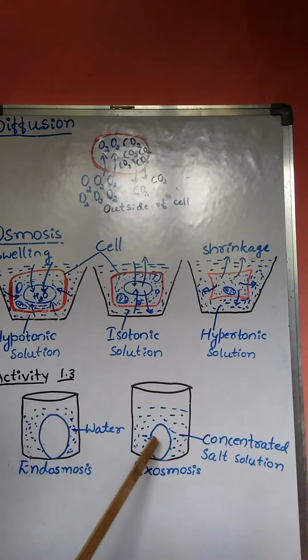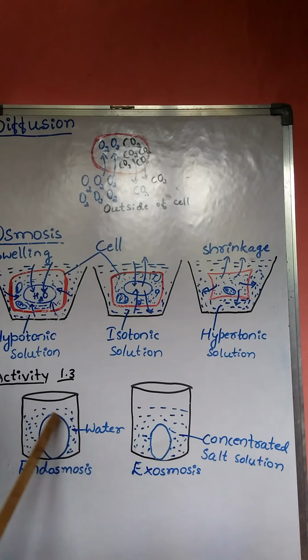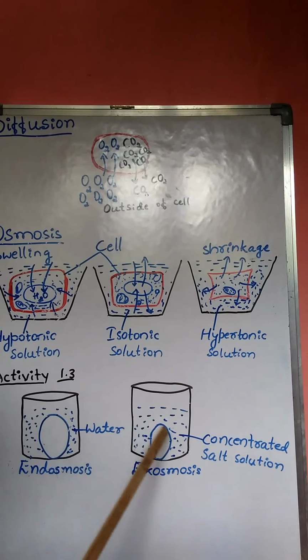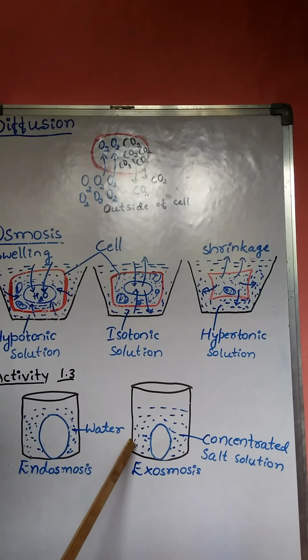After that, wash the eggs with water 2 to 3 times. Now, the egg is completely covered by a semi-permeable membrane. See, this is the semi-permeable membrane. Now, place one egg in pure water and another egg in concentrated salt or sugar solution. Observe both the setups after 15 to 30 minutes.